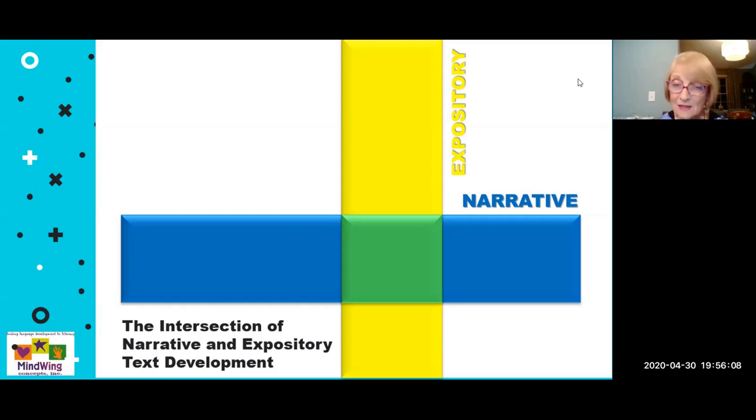And what I love is this graphic that Sheila created for me about the intersection of narrative and expository text development. And this is something that I'd like you to digest when you get your handout, because the narrative stages are going to be on the blue bar, and the expository text structures are going to be on the yellow bar. Both of them intersect at the color green, and green will show the text structure that ties them both together.